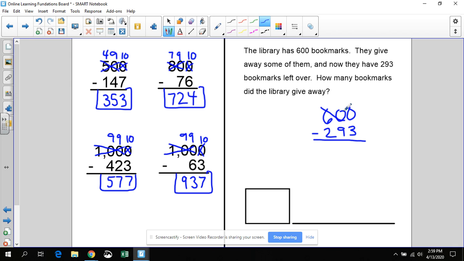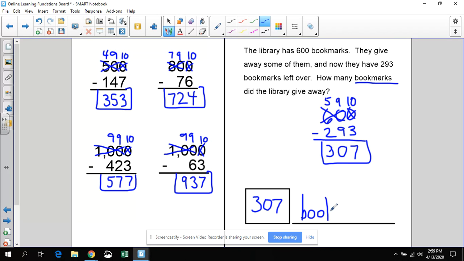I'm going to cross out this whole 60 and make it a 59 because I can't do 0 minus 3. This 0 becomes a 10. 10 minus 3 is 7. 9 minus 9 is 0. And 5 minus 2 is 3. So my answer is 307 bookmarks. Gotta make sure I spell it like it is given in the problem.